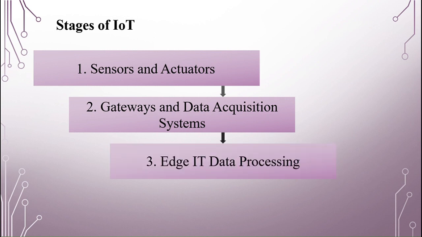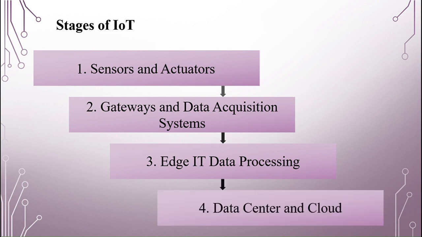Next stage is edge IT data processing. In this stage, the IoT data that has been digitalized, meaning that has been converted from analog to digital, undergoes further processing before reaching the cloud center. So in this stage, they basically do more processing of the data, and then they send it to the cloud.